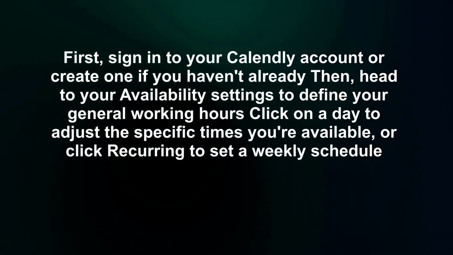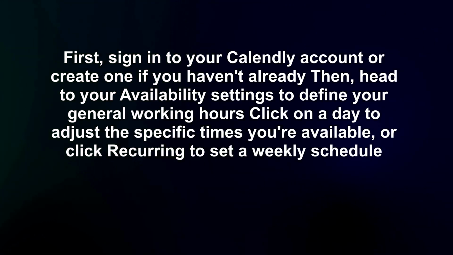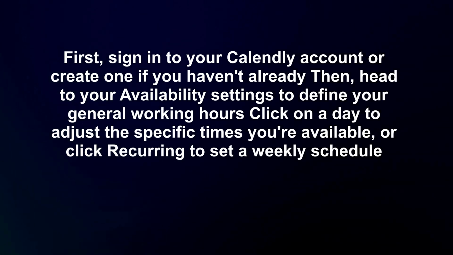Then, head to your availability settings to define your general working hours. Click on a day to adjust the specific times you're available, or click recurring to set a weekly schedule.